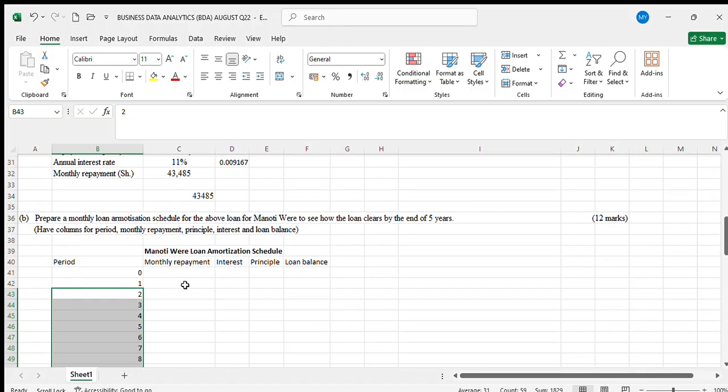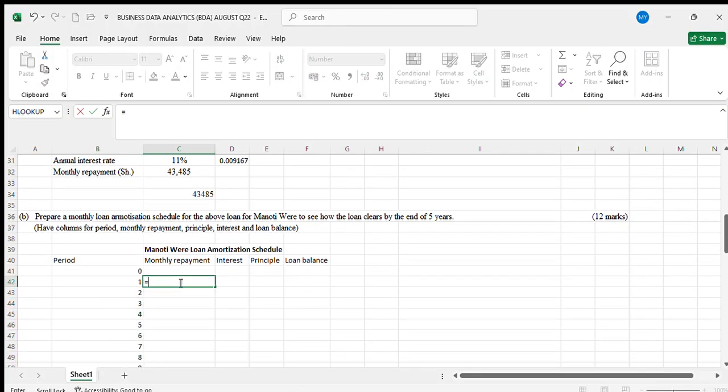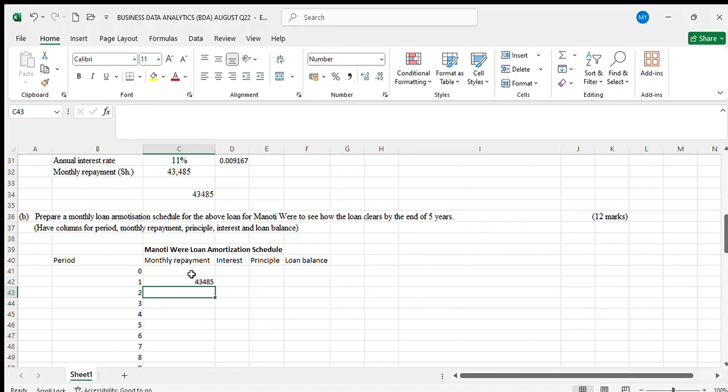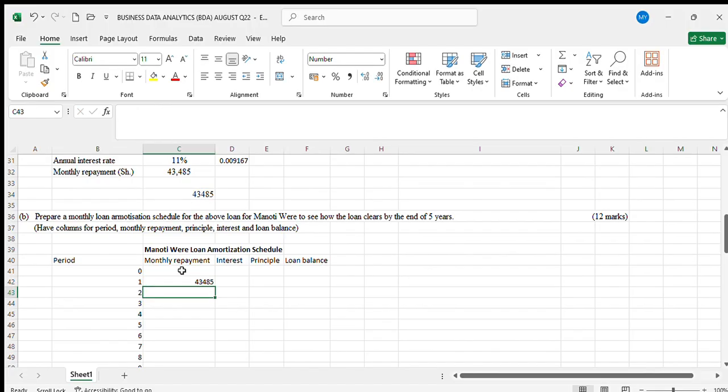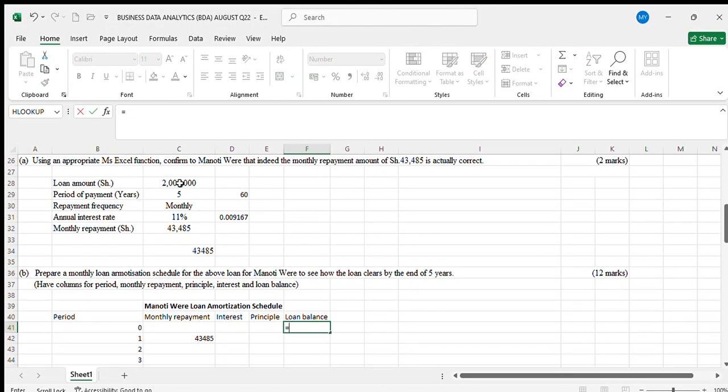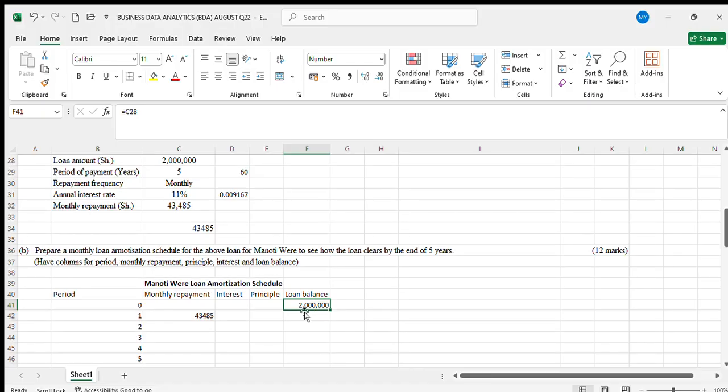Then we know the monthly repayment was this, that's 43,000, so we just copy that cell. Then we can lock that figure because it's constant. The monthly repayment is constant across. Then we can write the loan balance here, which is 2 million. You can still copy, so we can still say equals to that. So the essence of this is you use formulas as much as possible.